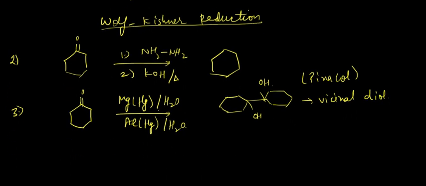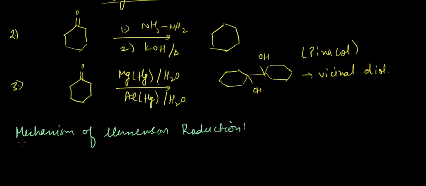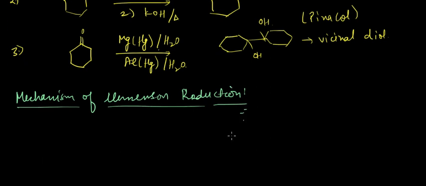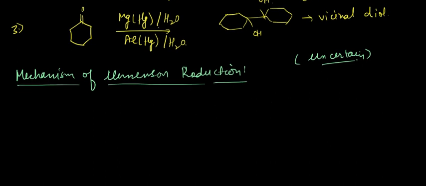Okay, so what is the mechanism of Clemmensen reduction? We'll look into that. First of all, this is correct only up to a certain extent. It is also an uncertain mechanism. Researchers are still working on this mechanism and finding the mystery behind it. So what we have is something like a ketone, and let's suppose, zinc amalgam.